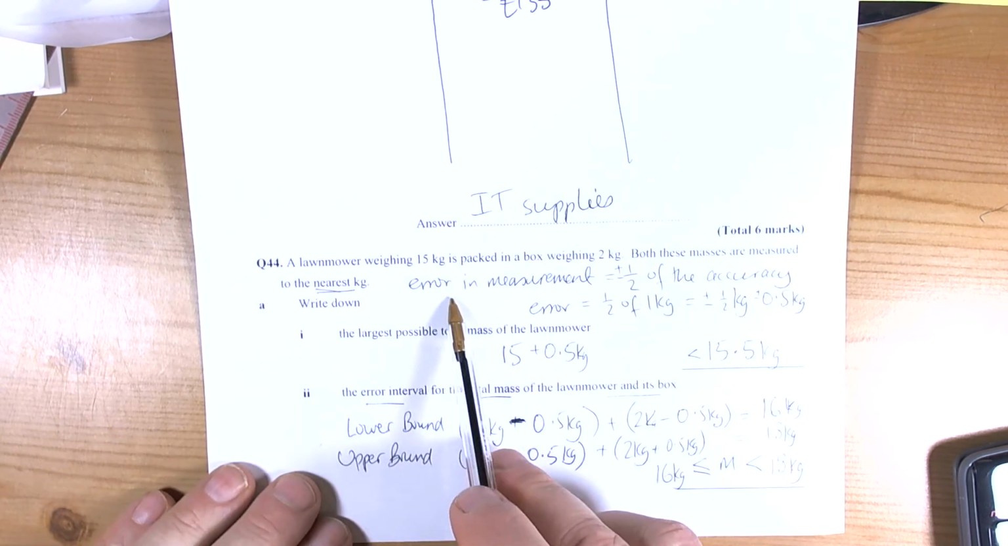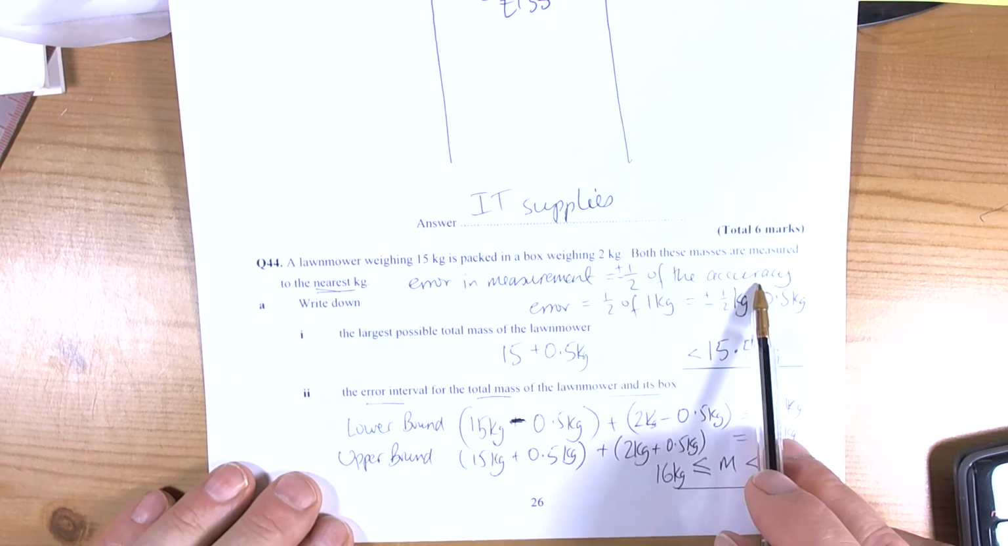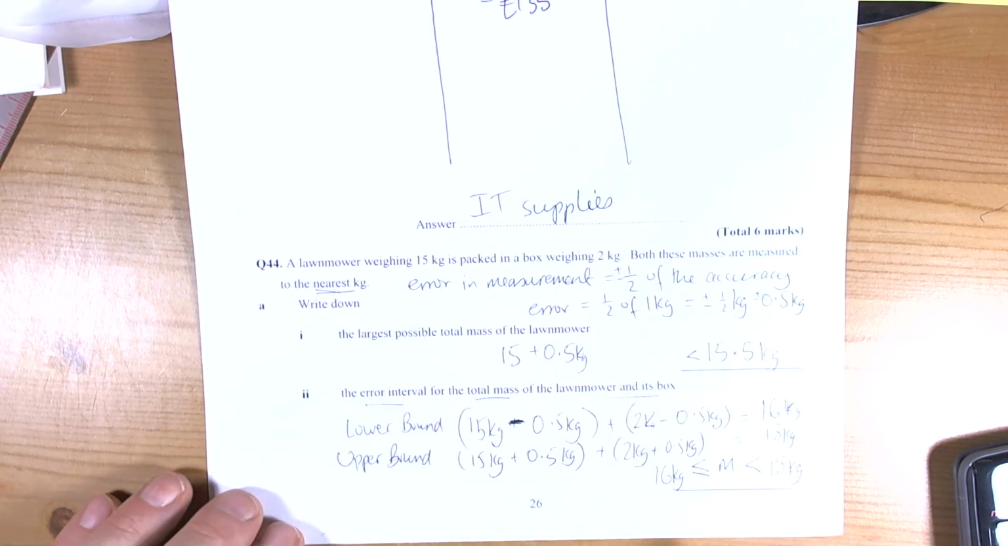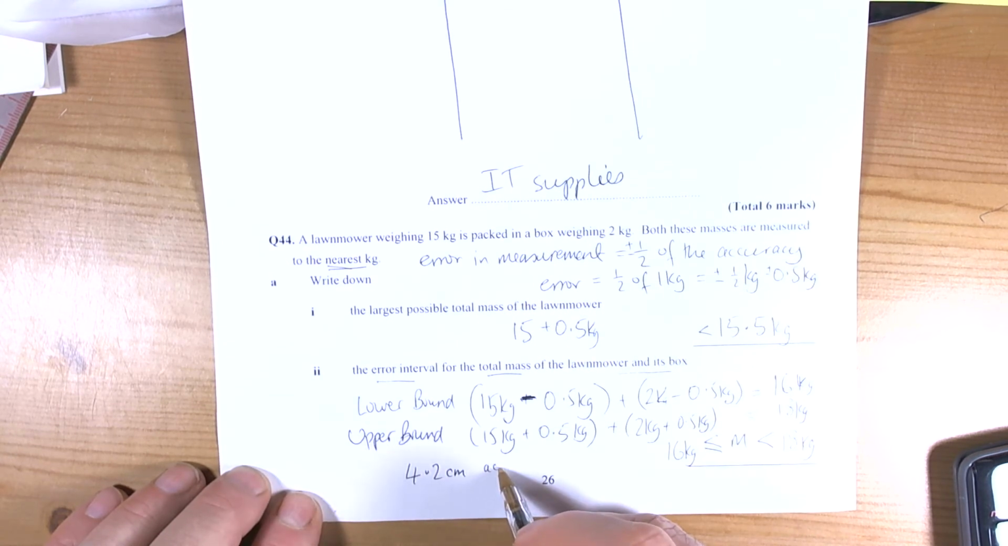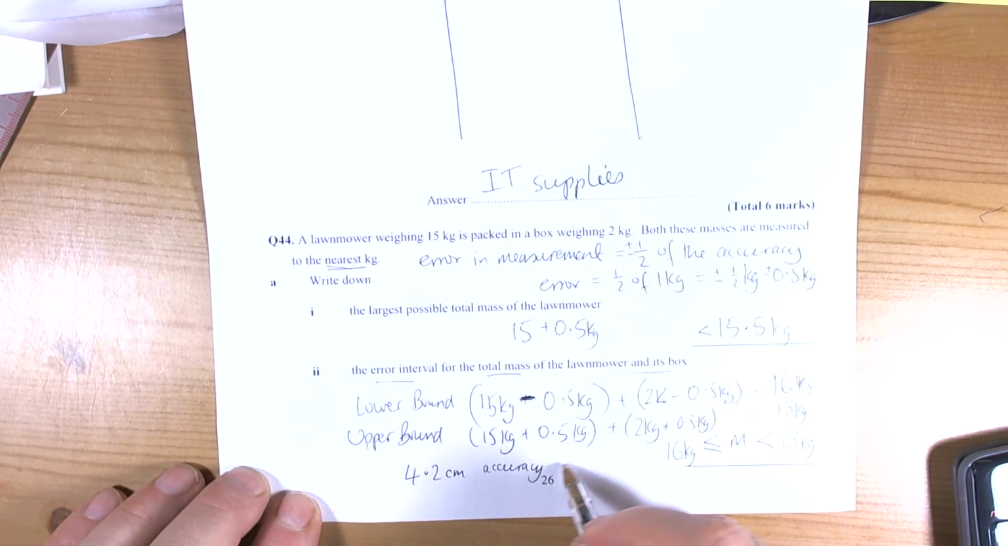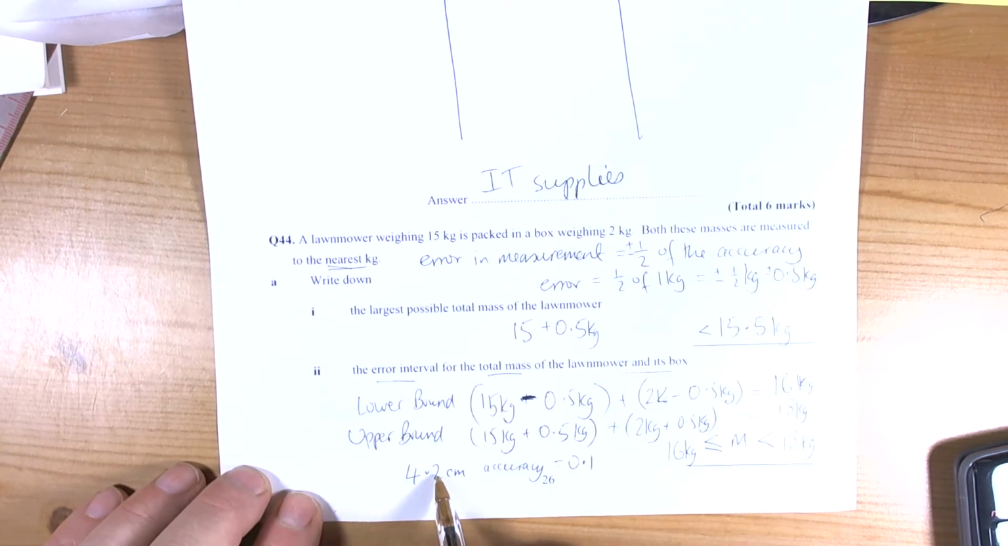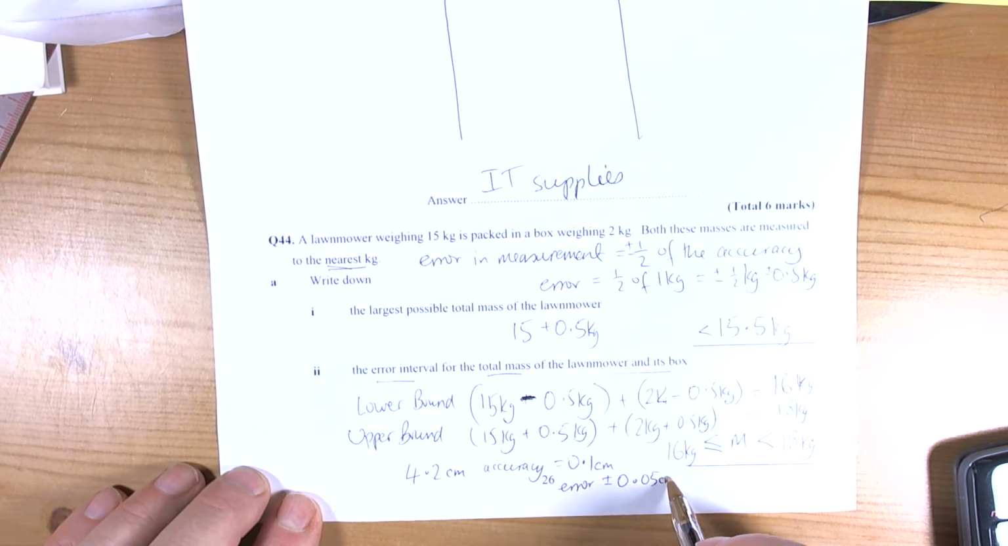So remember this little rule, the error in the measurement is plus or minus half of the accuracy given, so nearest kilogram. So for example, if they said something was measured as 4.2 centimetres, then the accuracy is 0.1, that's the smallest unit of a centimetre, and so the error would be plus or minus 0.05 centimetres.